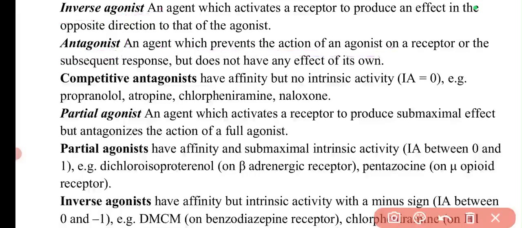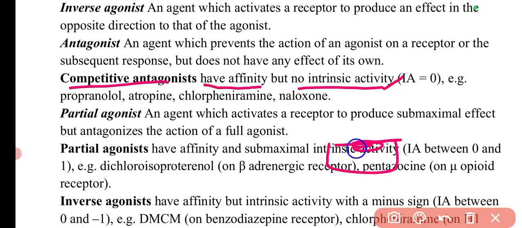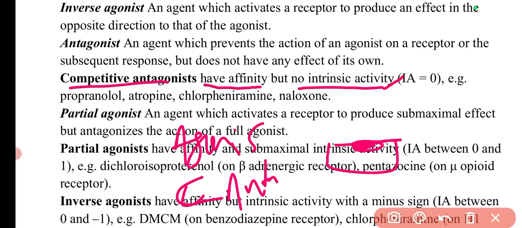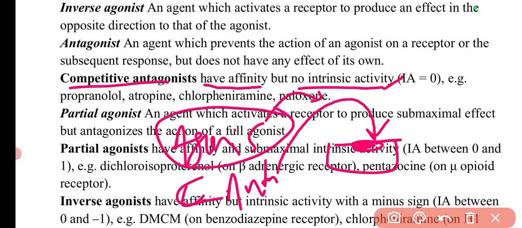Then there is competitive antagonist. These have affinity but no intrinsic activity. Means there is a receptor, and if agonist is there and the competitive antagonist is there, then the competitive antagonist will have more affinity to this receptor, it will bind here, and the agonist will not be able to bind here. So it has affinity but no intrinsic activity, means after binding to this receptor it will produce no effect.